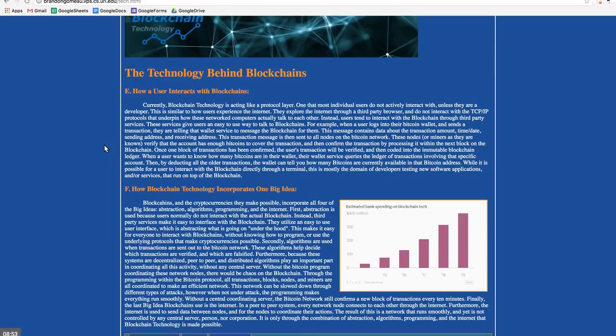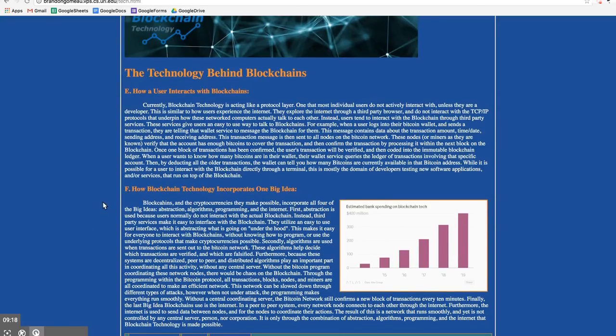The message contains data about the transaction amount, time/date, sending address, and receiving address, and the message is sent to all nodes on the network, where nodes are miners who verify these transactions. And once one block of transactions has been confirmed, the user's transactions will be verified and then coded into the immutable, or unchanging, blockchain ledger.